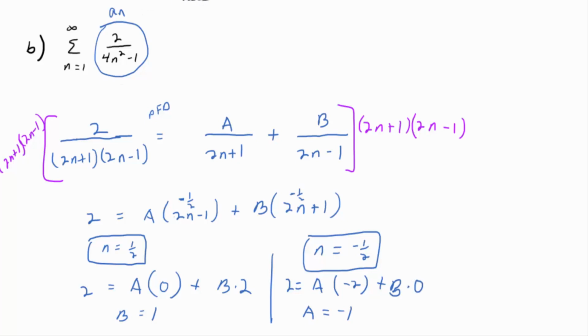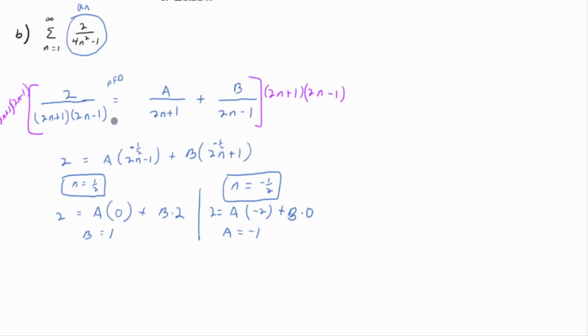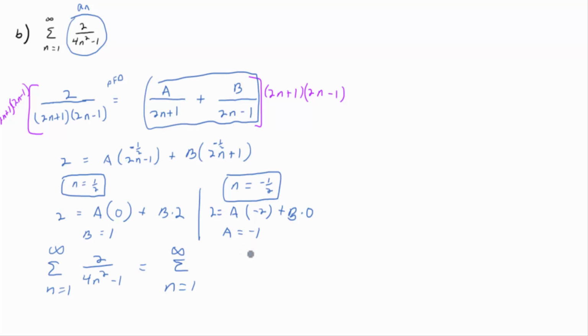So then the decomposition is what? We get the original sum, n equals 1 to infinity of 2 over 4n squared minus 1, equal to the decomposition. You've got to fill in the A and the B right here. What do you get? And maybe switch it around so you have the minus in between. So maybe make it B over 2n minus 1 plus A over 2n plus 1. What would you get?